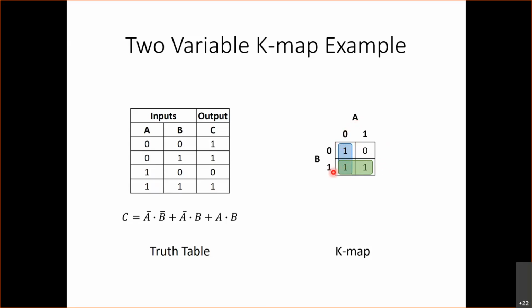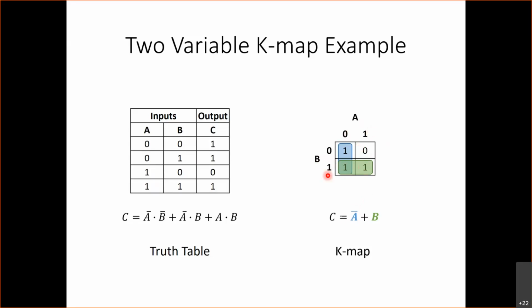And here we don't care whether B is 0 or 1. So the term that we extract from the blue rectangle is not A. So in other words, the result is 1 whenever A is 0. Or we have the green rectangle. The green rectangle corresponds to when B is 1, regardless of what the value of A is. So here, the output's going to be 1 whenever B is 1.